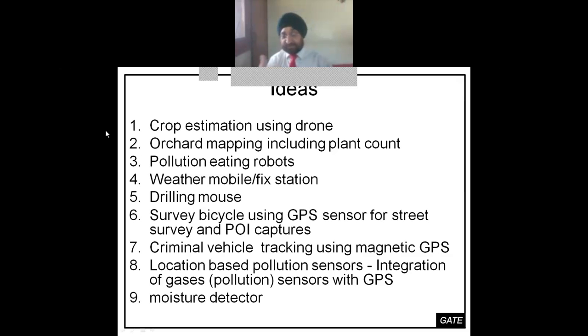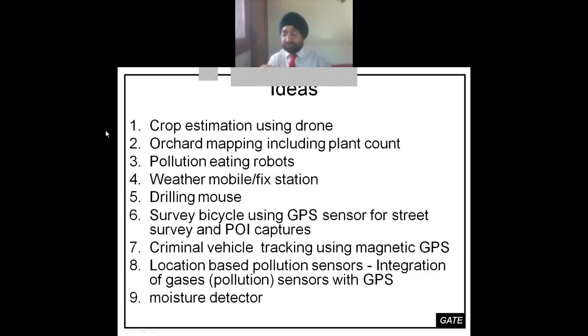Location-based pollution sensor. This is already there. Actually, there is a location-based pollution sensor in Punjabi Bagh. I've seen it myself. There are a lot of vehicles, matadors, where the pollution sensors are there, and then the Delhi government or the other government takes input on which signal or which place has more pollution.